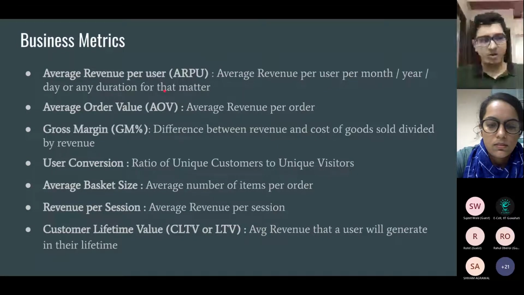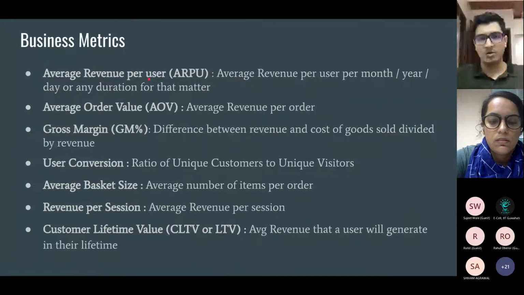Or it could be across an order, per month or a year. So from one user, how much revenue are you earning, in a day, month, year, any duration? And then average order value is the basket size: how much are people creating carts for?